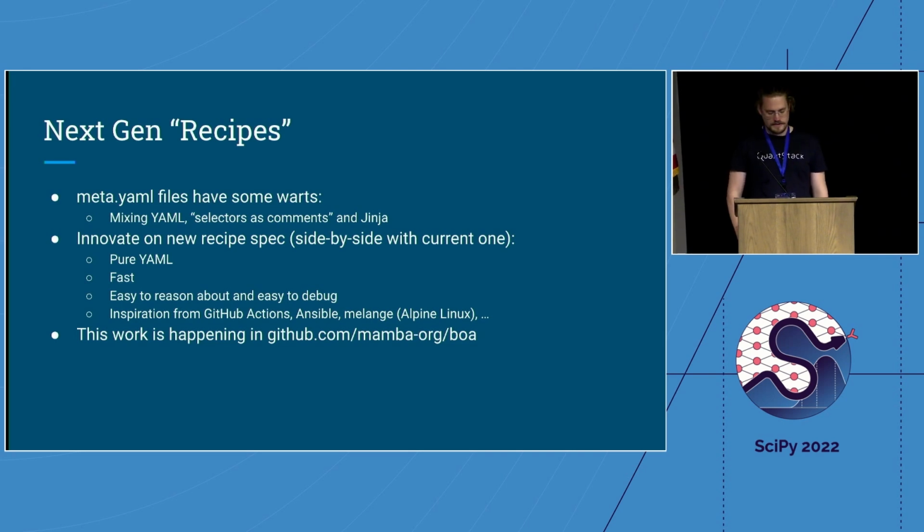And yeah, just making it easier to reason about and debug, and then also taking some inspiration for the YAML format from things like GitHub Actions or Ansible, or there's other stuff in other communities coming up like Melange and Alpine Linux. So most of that work is currently happening in the Mamba organization in the Boa tooling. And it would be exciting if other people look into it, try it out, and give feedback.